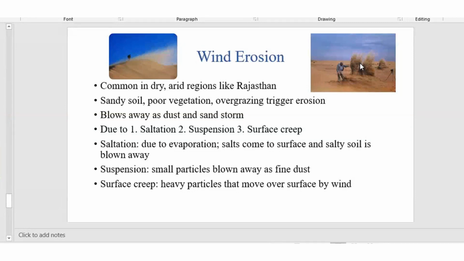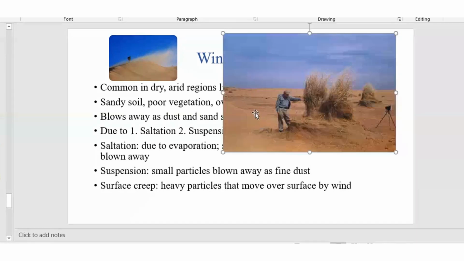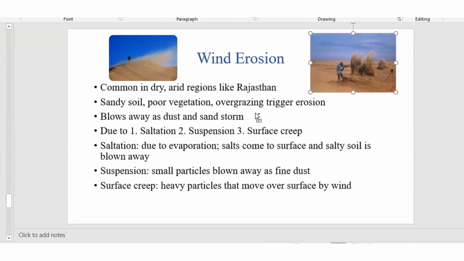Or it can be because of saltation, when small particles blow away as fine winds, or it can occur in the form of surface creep, when heavy particles also move on the surface with the help of wind. Excessive wind erosion can look like this, when huge segments of sandy soil are removed because of saltation or suspension, and surface creeps are formed. They can blow away as dust, or they can even occur as a sandstorm. So this is how wind acts like an agent for soil erosion.